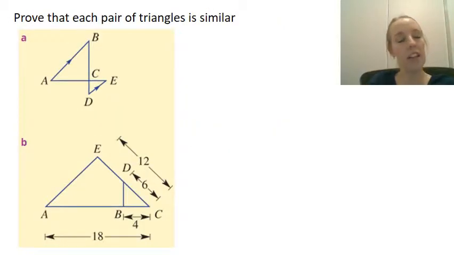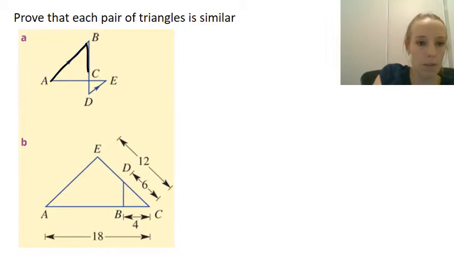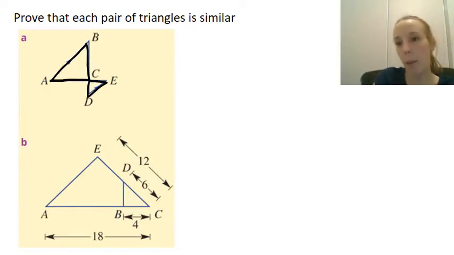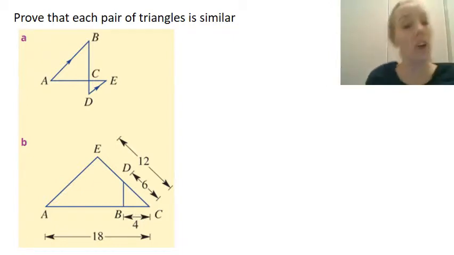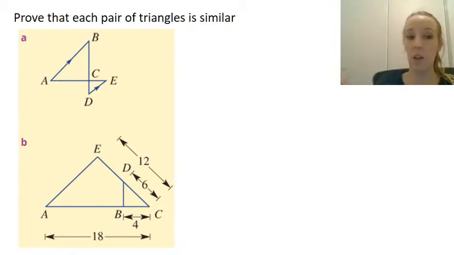Okay, so let's do some worked examples here. Prove that each pair of triangles is similar. You can see here we've got a triangle, ABC, and then a smaller triangle, DCE. And we have to prove that these triangles are similar. We are not given any side length, so obviously we can't do anything with that. So we're going to be looking at angles.